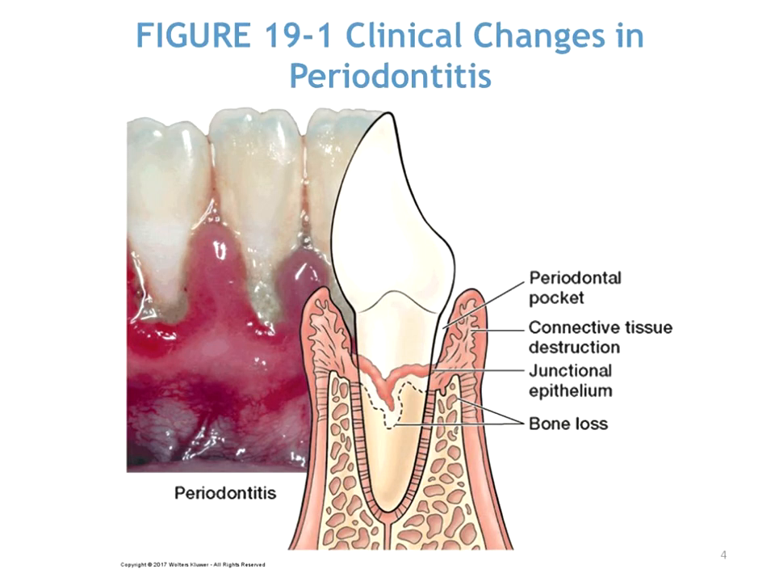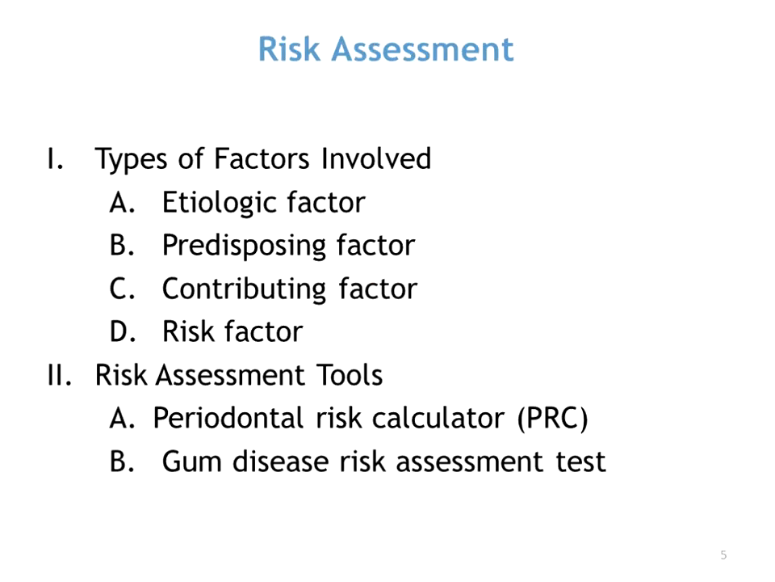This is a picture that shows clinical changes in periodontitis. Now, periodontitis, as you know, is characterized by inflammation within the supporting tissues of the teeth and progressive destruction of the periodontal ligament and loss of supporting alveolar bone. So it's the apical migration of the junctional epithelium and the attachment apparatus.